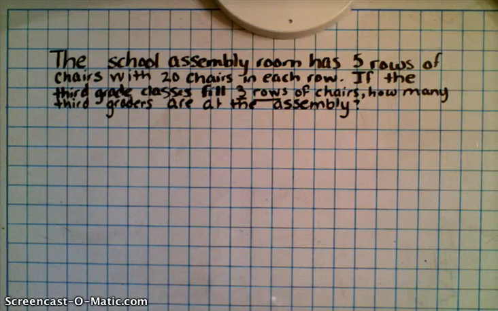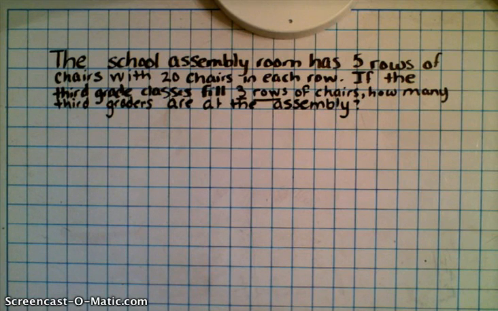Today we're going to learn how to use an area model to solve a multiplication problem. An area model is arranged in rows and columns similarly to an array, but there are no spaces between the symbols. So here's our problem. The school assembly room has 5 rows of chairs with 20 chairs in each row. If the third grade classes fill 3 rows of chairs, how many third graders are at the assembly?